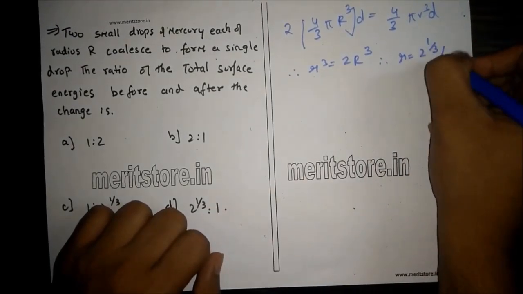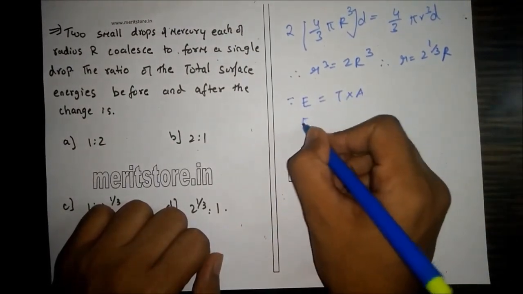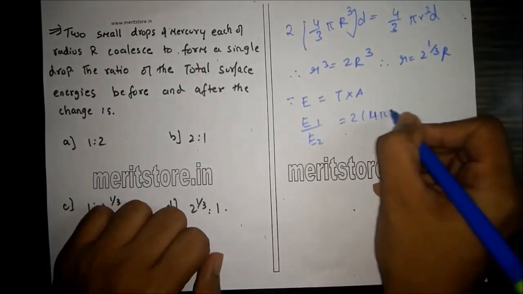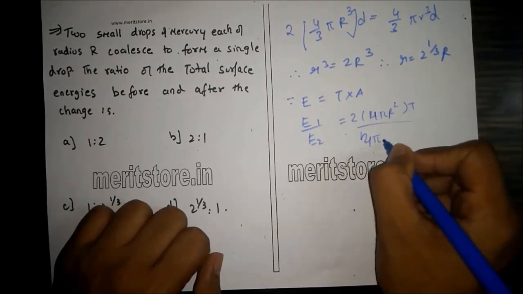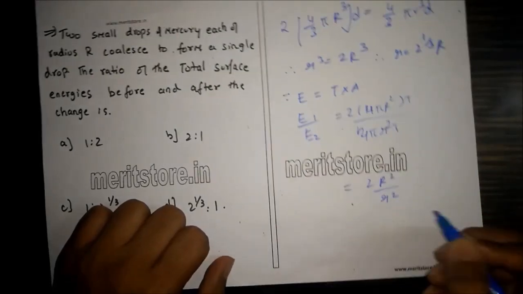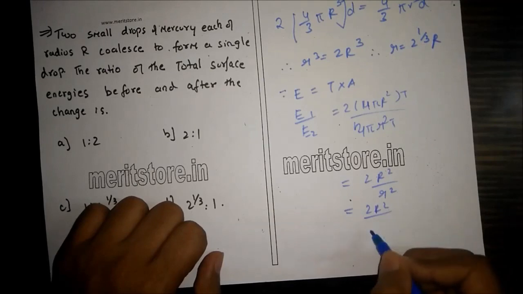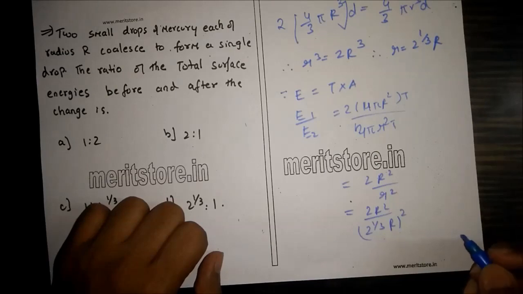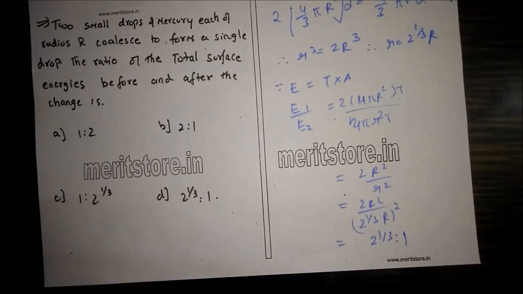Now, because the energy is given by the tension into the area, E1 upon E2 will be equal to 2 into 4 pi r square into T upon 4 pi R square T, which is equal to 2r square upon R square. Now we know the value of R as 2 raised to 1 by 3 r. So 2 into r square upon 2 raised to 1 by 3 r the whole square. So r square will get cancelled and we'll get the value as 2 raised to 1 by 3 is to 1. Therefore, here the correct answer will be option D.